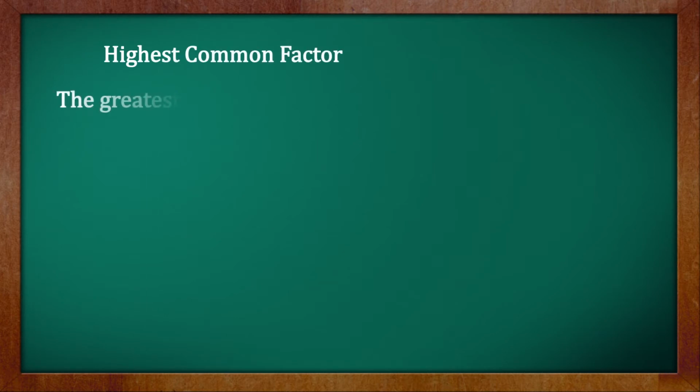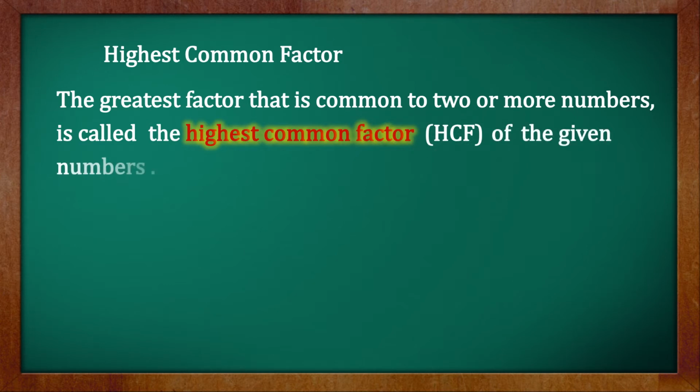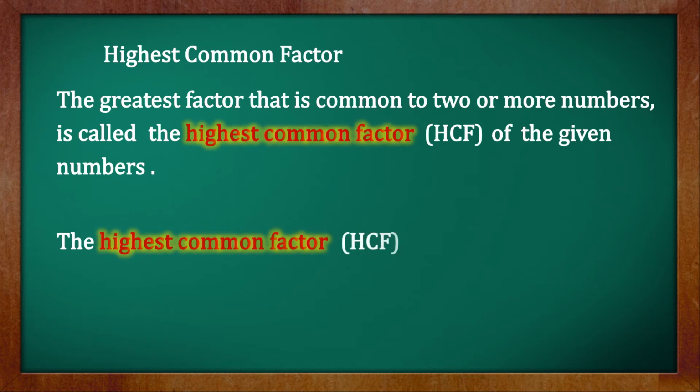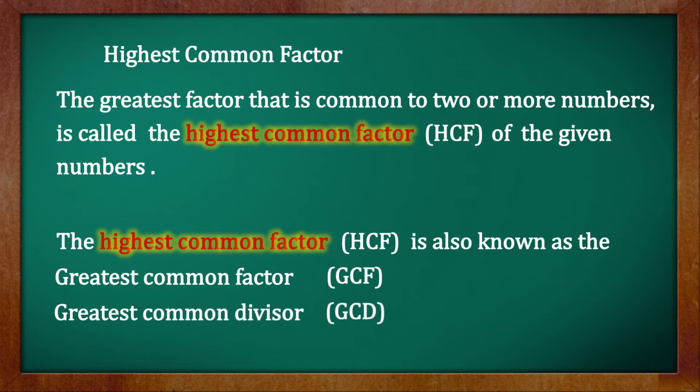So what do you mean by highest common factor? The greatest factor that is common to two or more numbers is called the highest common factor of the given numbers. The highest common factor or the HCF is also known as the greatest common factor, that is GCF, or the greatest common divisor, that is GCD.